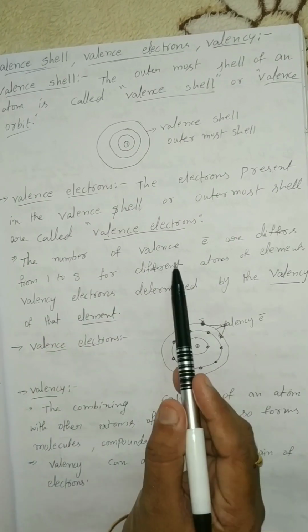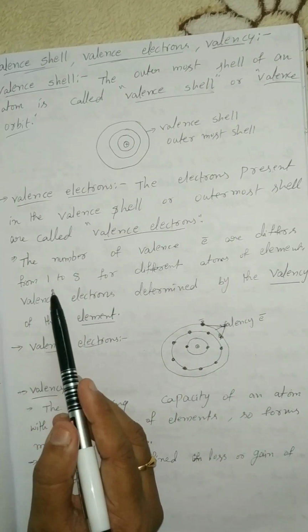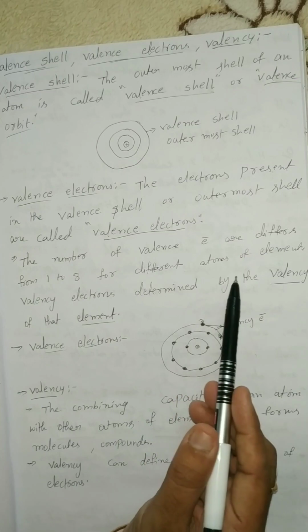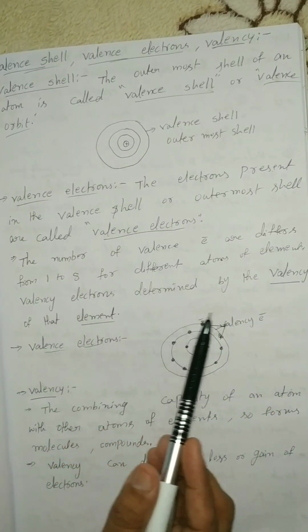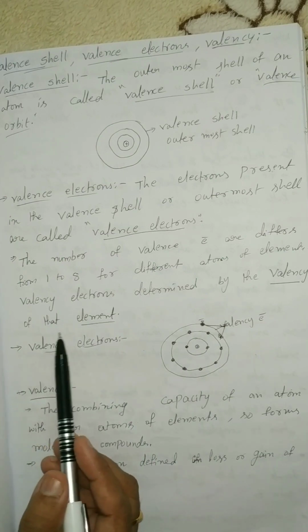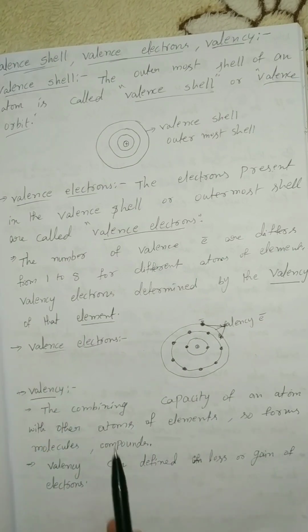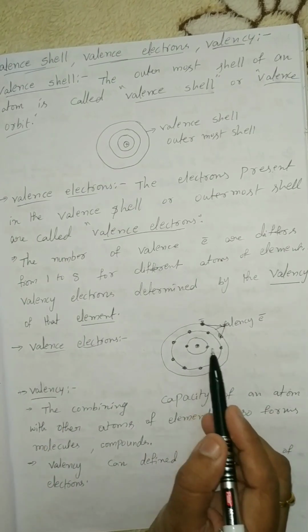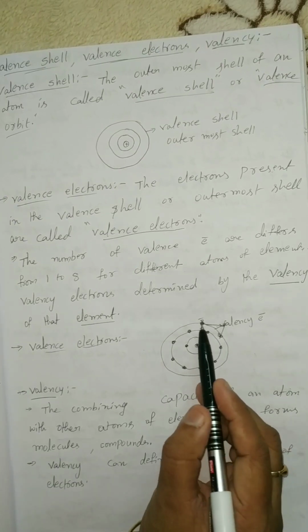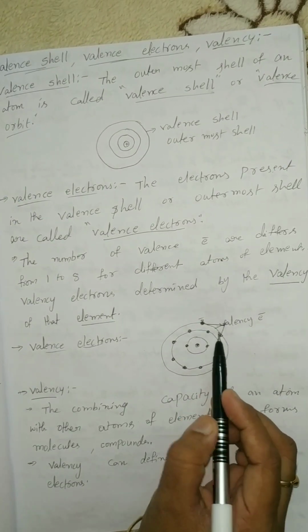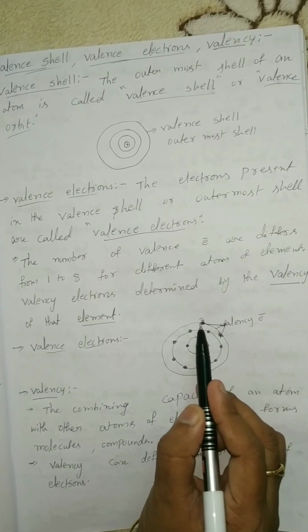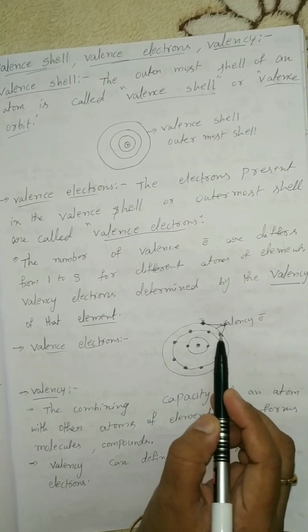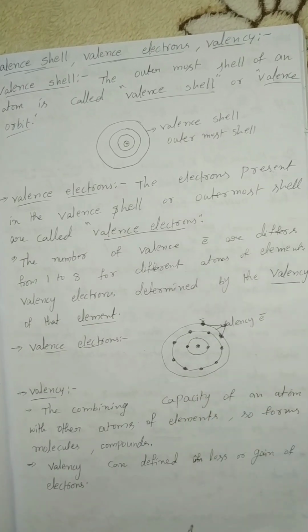The number of valence electrons differs from 1 to 8 for different atoms of elements. Valence electrons determine the valency of that element. Here this is the nucleus, orbits. So the outermost orbit is called valence shell. In the valence shell, the electrons are called valency electrons.